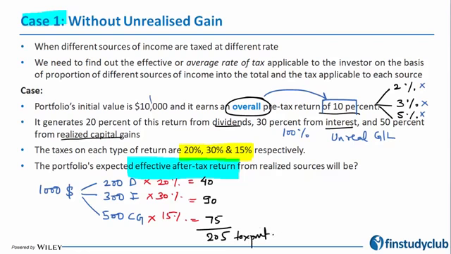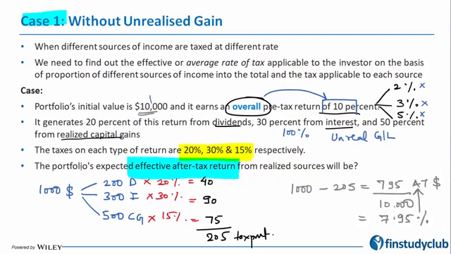Now coming back to my basic structure, out of the total pre-tax return, I have paid 205. That means 795 is my after-tax dollar return on a portfolio of 10,000, which gives me 7.95% as my after-tax return value. So the answer is the portfolio's expected effective after-tax return is going to be 7.95%. And again, I haven't used any formula. It's a pure commonsensical thing.